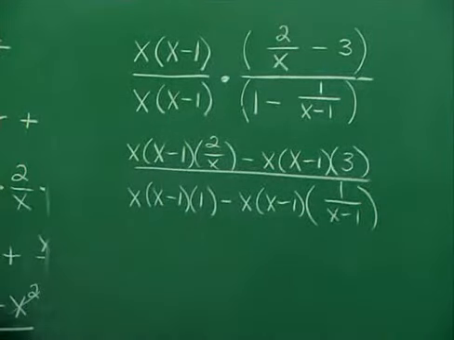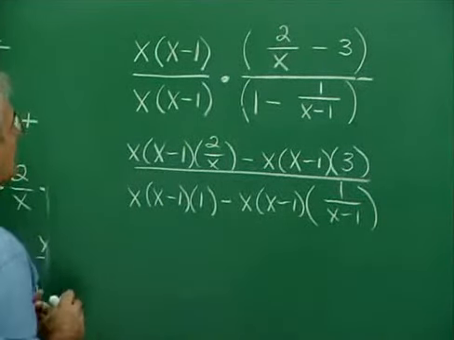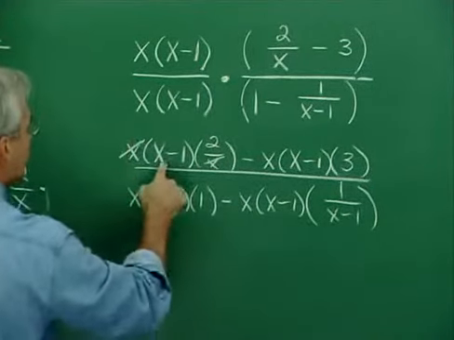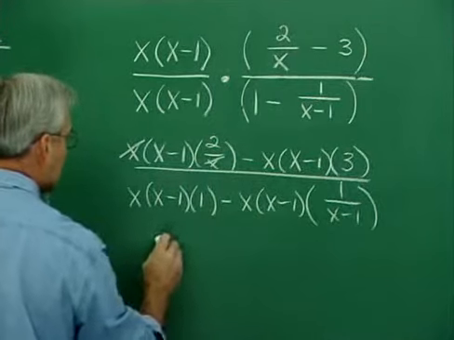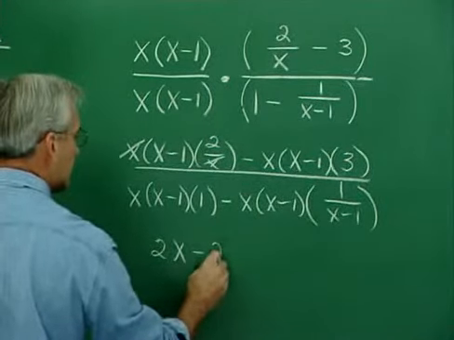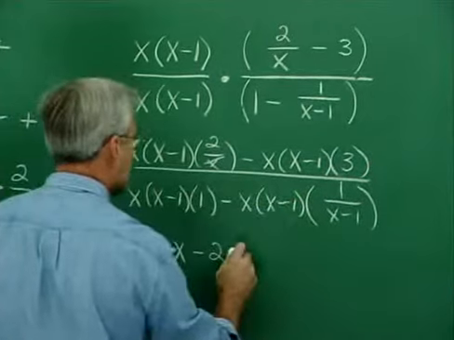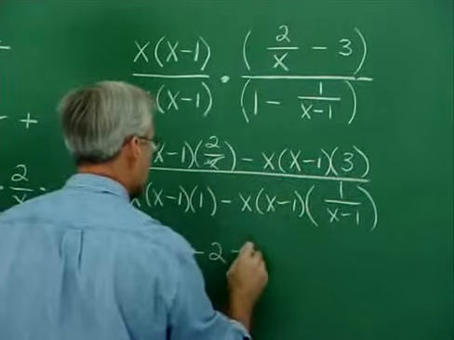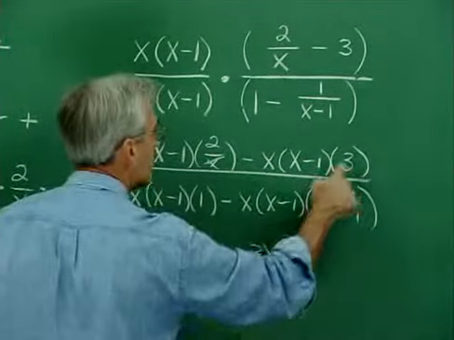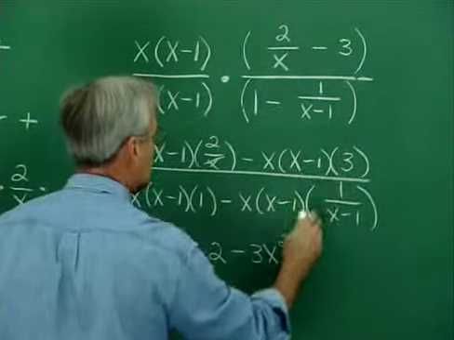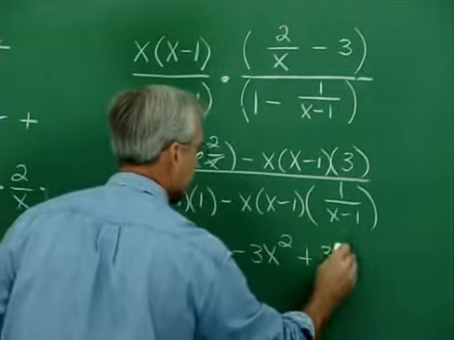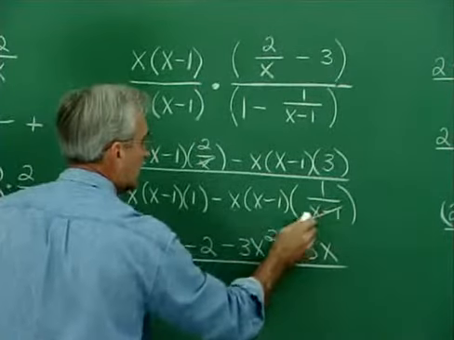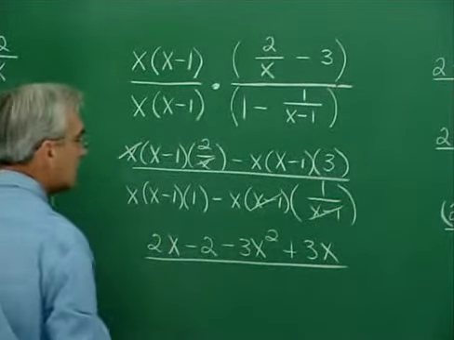Now just look for cancellation opportunities and let everything kind of sort itself out. We have this x cancels with that one. And we have x minus 1 times 2. So that's 2x minus 2. And then here we just multiply this out as minus 3x times x is minus 3x squared. And minus 3x times minus 1 is plus 3x. And then in the denominator, this x minus 1 cancels here. That's really what we were after.